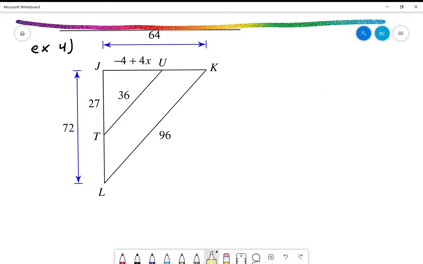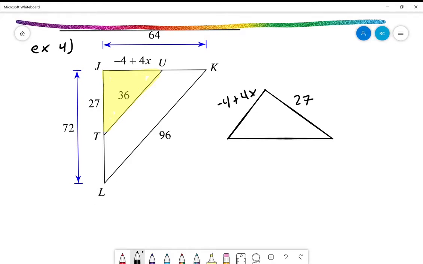Well, we've got this smaller triangle right here. So let's go ahead and draw that. Looks something like that. Yeah? And the shorter side is -4 plus 4x. The longer side is 27, and the longest side is 36. Okay? You'll notice that I reflected it, but again, no worries so long as we do the same thing to the bigger triangle.